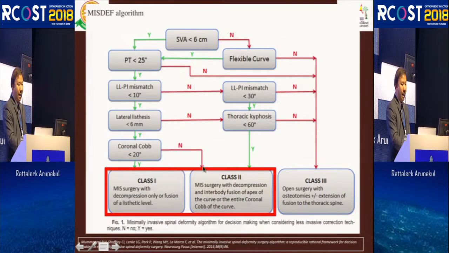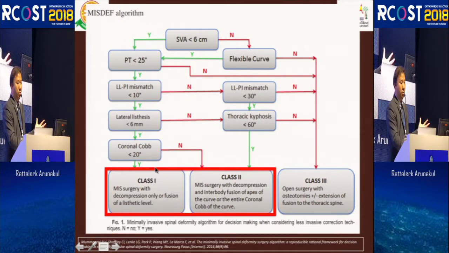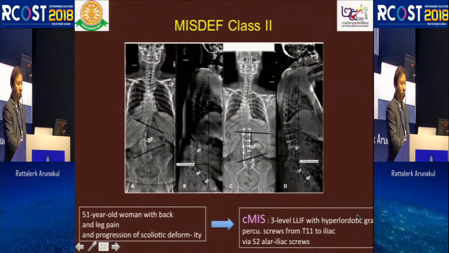That's more. And this is an algorithm I think is useful. If it becomes severe, you cannot do the MIS stuff; you have to do open or hybrid. But if it's nearly normal, with no sagittal imbalance, it's class 1, so you can do just the MIS decompression or just treat the segment. Like this example in the paper: the sagittal balance is good, so they performed just a standalone lateral lift at L4-5, and the patient did well. And this is in the middle, so they performed the circumferential MIS.